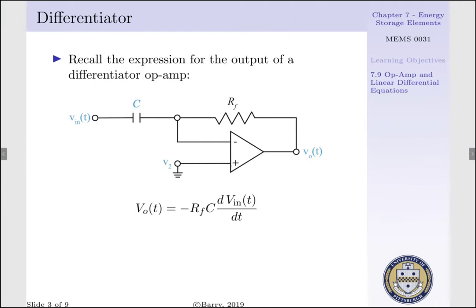To begin, recall our expression for the output of a differentiator op-amp. Our output voltage, V out of t, is going to be equal to the time rate of change of our input voltage times the quantity minus RF, our feedback resistance, times C, our capacitance.